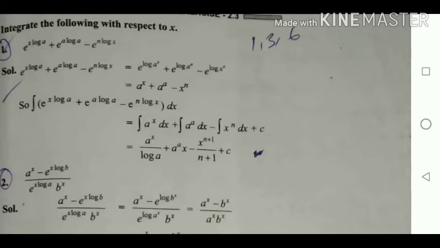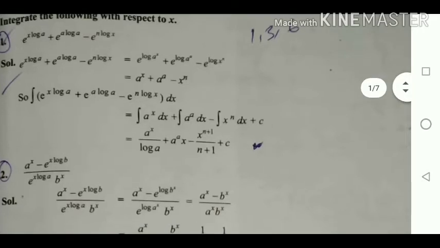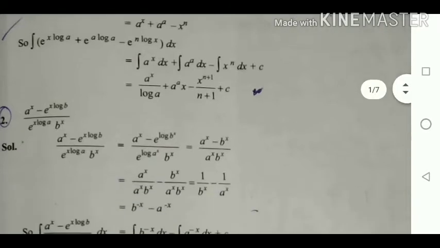First you change this into power form. After you cancel the log and e, then apply the integration formulas and arrive at your answer. This is the 3 procedure you have to follow while doing this type of sums. Now we are going to the next sum.